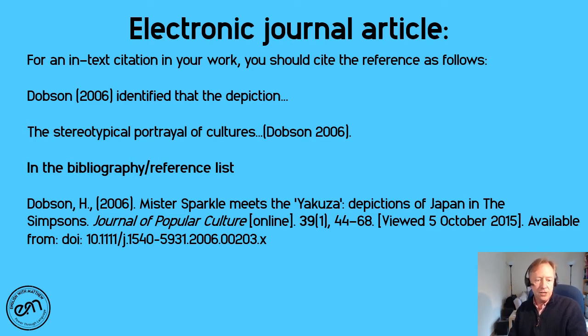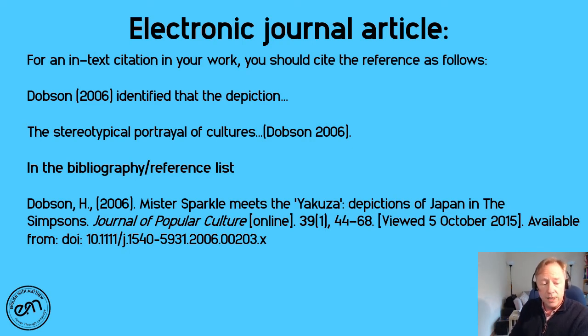But look at this, H. Dobson, 2006. There's the title, there's the journal title, and then I put in brackets online to say I've read it online, and I give the date as to when I read it. It was viewed on the 5th of October 2015, because things on the web can change. Articles can be retracted. You're just letting the reader know that was the version I looked at.